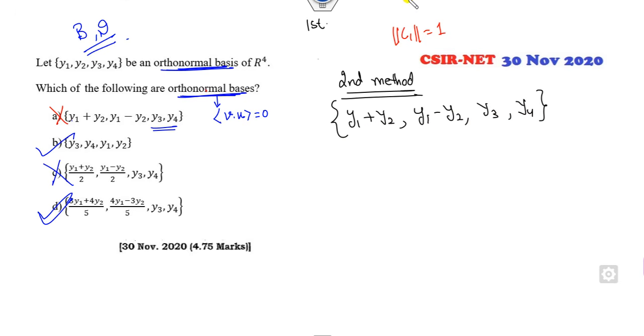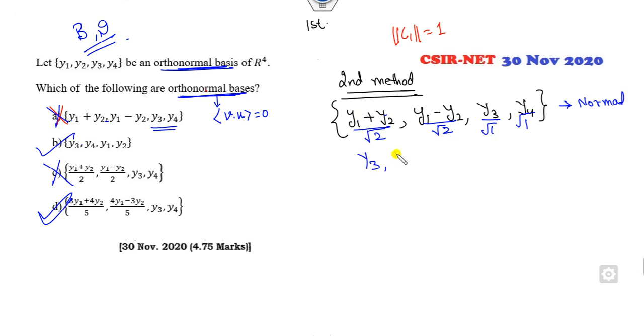What is the length of this? It is 1 plus 1, 2. It's a root of 2, not root 1. This is my orthonormal. Is it the same thing? No. So that option is cancelled.